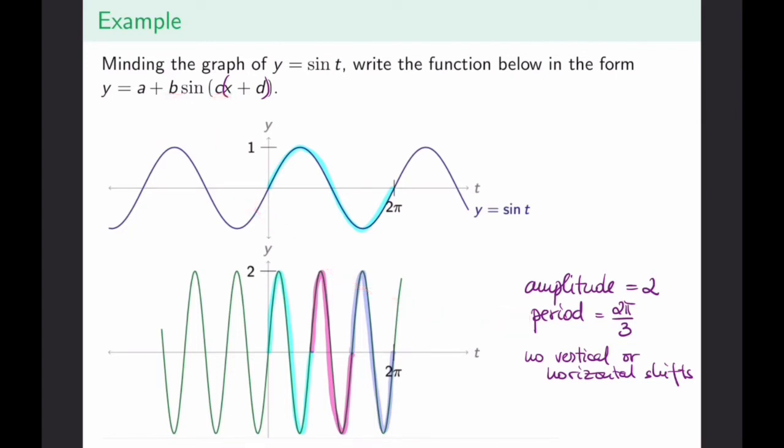So altogether, I'm going to have that A, this one here, the vertical shift, is 0. B, the amplitude, is 2. So I have 2. I have that the function is that of sine. And then the period is 2 pi by 3 because it repeated 3 times within the 2 pi, which means that my value for C is the bottom one here, which is 3. So then altogether, I have y is equal to 2 sine of 3t.